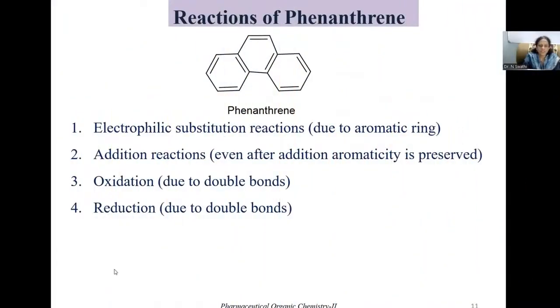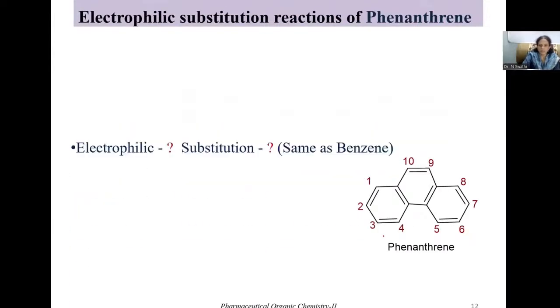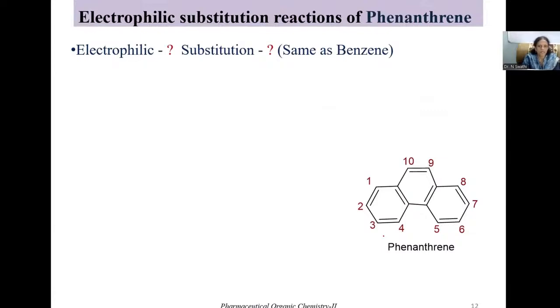Now let us first consider the overall reactions of phenanthrene. Similar to anthracene and naphthalene, phenanthrene also undergoes electrophilic substitution reactions, addition reactions, oxidation and reduction reactions. In this particular course video, first let us consider the electrophilic substitution reactions. If you look at the structure of phenanthrene, it consists of 10 hydrogens, which belong to 5 different classes. Whatever discussion I have made for naphthalene and anthracene, in a similar way you have to explain it for phenanthrene.